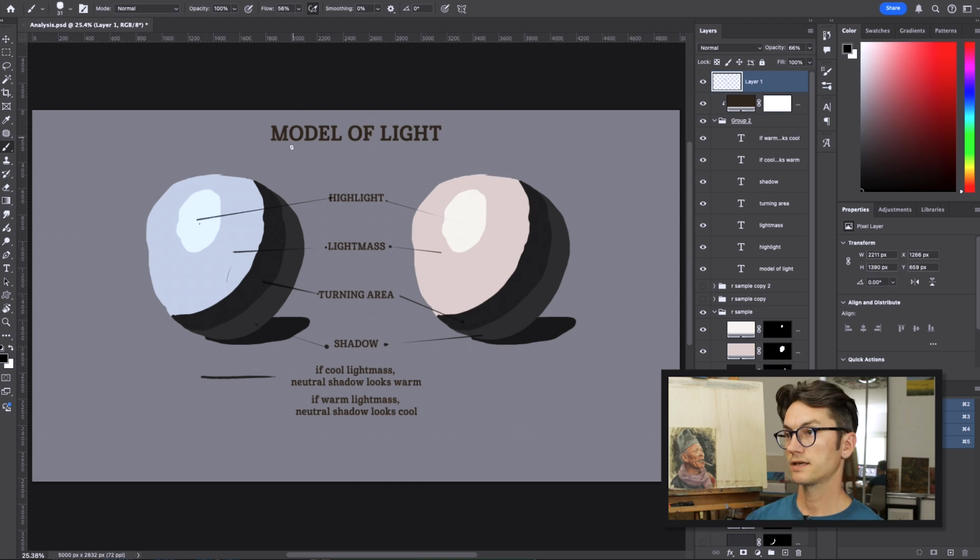Keeping this classical model of light in mind while painting the portrait helped me to make the right decisions and place the right color temperatures in the right spots.